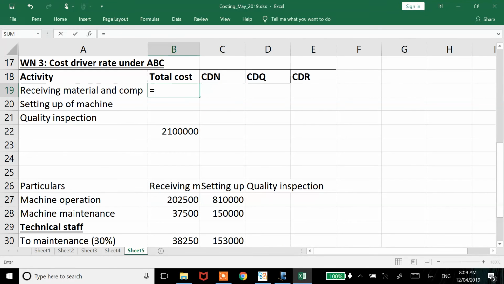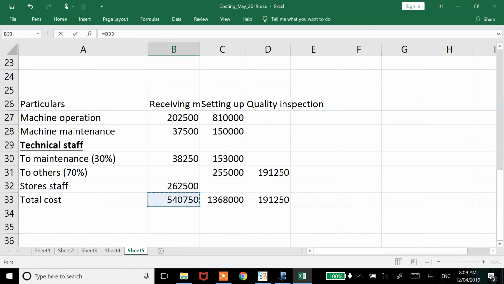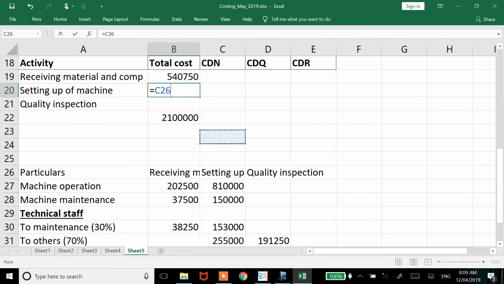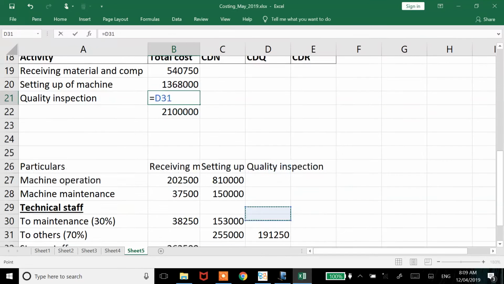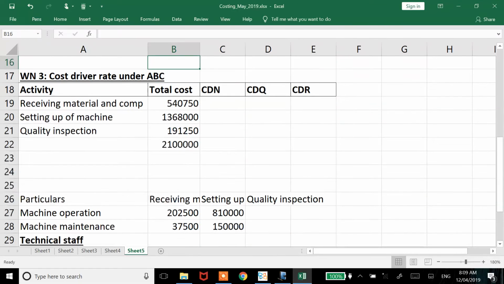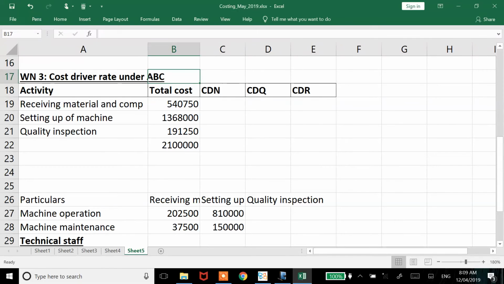My receiving material will have a cost of 5,47,500. Setting up will have a cost of 13,68,000, and quality inspection has a cost of 191,250. These are the 3 costs. Question did not give me this data. That was the only problem. If they had directly given this data, I would have copied those numbers directly. They did not give this data, so I had to convert and make it in this stage. So I have calculated the cost for the 3 activities, which is receiving material, setting up of machine and quality inspection. Any doubts on these 3?